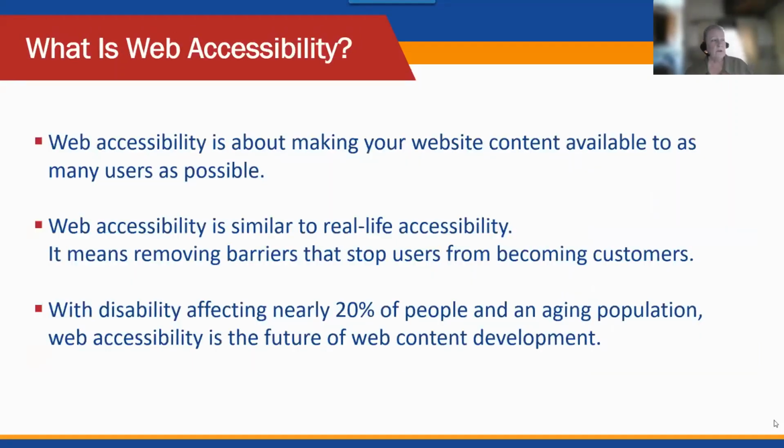So let's talk about what web accessibility is. In a nutshell, it's making your content available to as many people as possible. It's very similar to real life accessibility. You go to a building, there are ramps for folks who have wheelchairs. You're removing barriers that stop users from becoming your customers. So that means people who are visually impaired, hearing impaired, they should be able to access your content the same way someone without disabilities can do so.